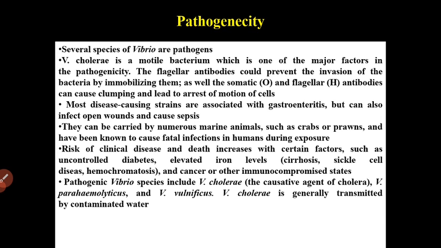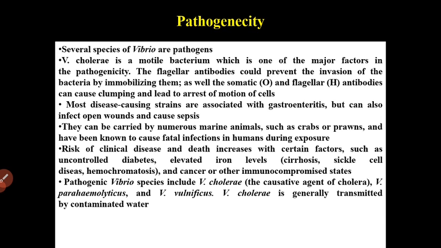Now, Vibrio cholerae being a motile bacterium, motility is one of the major factors in the pathogenicity. Flagellar antibodies could prevent the invasion of the bacteria by immobilizing them, as well as somatic O and flagellar H antibodies can cause clumping and lead to arrest of motion of cells.